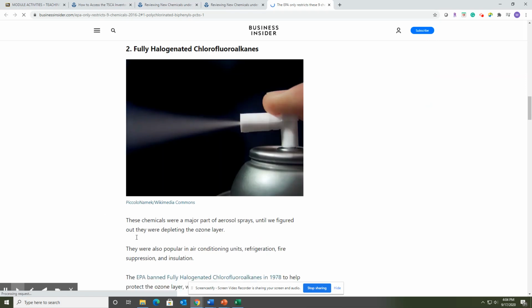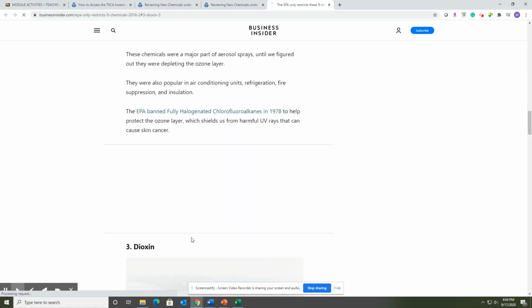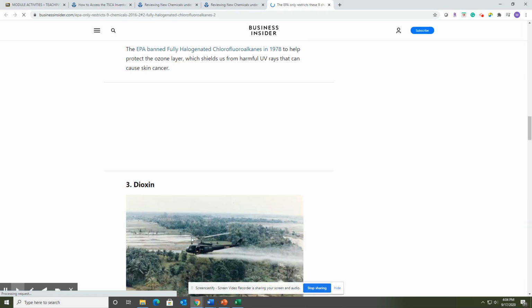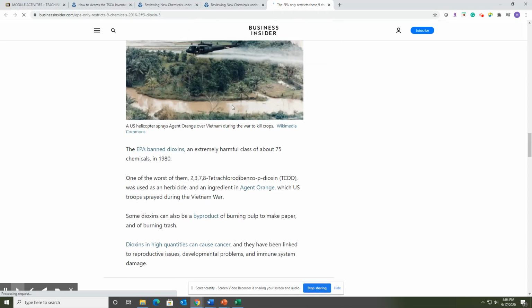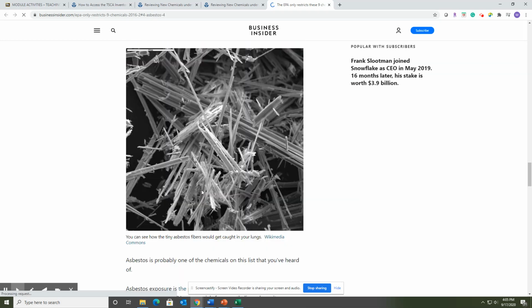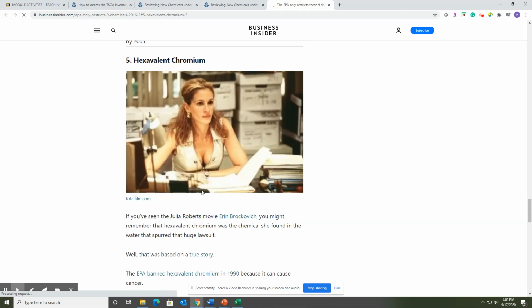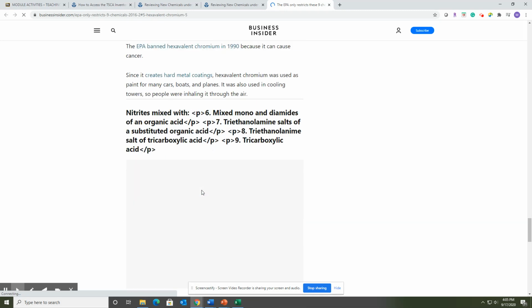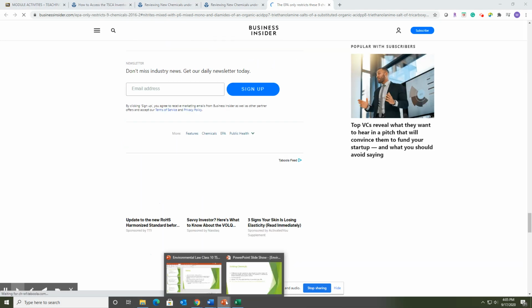Chlorofluorocarbons. Oh, these are aerosol sprays. You guys are probably too young to remember that these things in aerosol sprays were reducing the ozone layer. Now they're banned. Dioxin, like Agent Orange from Vietnam. They cause cancer. It's bad stuff. Asbestos, that causes lung injuries. This is the hexavalent chromium. Some nitrates. There you go. Those are banned substances.